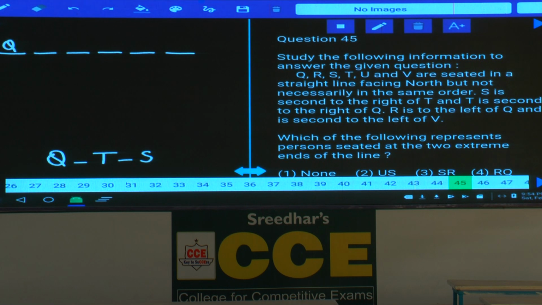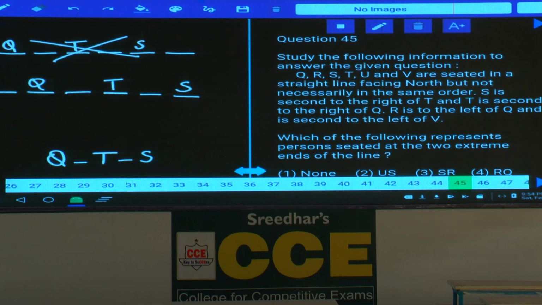If Q is here, then T will be here and S will be here. That is one possibility. And the second possibility is 3, 4, 5, 6: if Q is at the second place and T is at the fourth place and S is at the last place. Clear? Then R is to the left of Q, which means the first case is completely ruled out, because Q himself is at the first place. R will be here, and R is seated second to the left of V, V will be here. Then who is the person left over here? U is the person left over, and the order is RQ, VT, US.